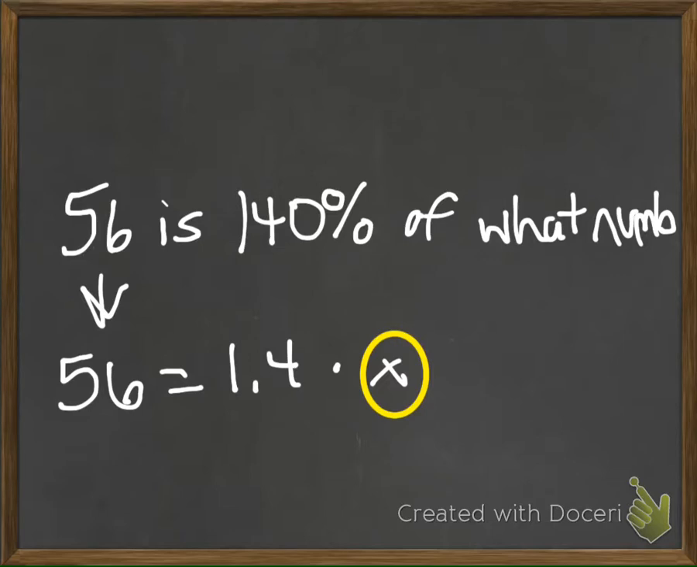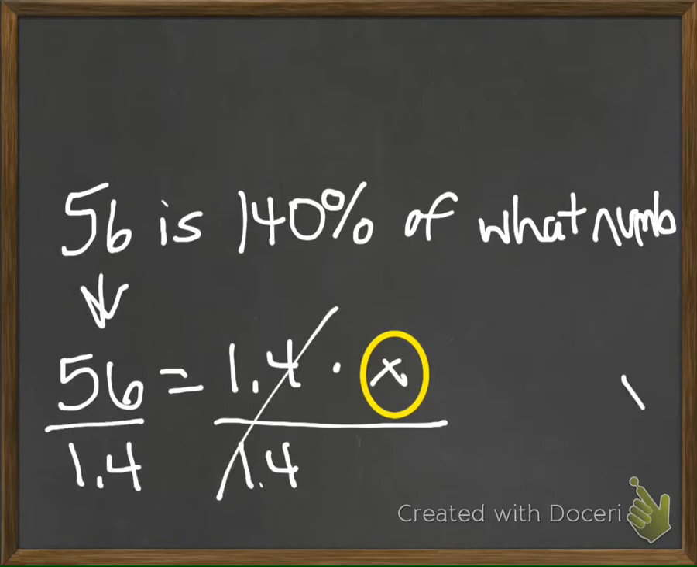Well, we use the inverse operation of multiplication. So the inverse operation of multiplication is division. Very good. So we divide 1.4 off of both sides. It cancels out on this side and leaves x by itself. Then we do 56 divided by 1.4 on the other side. Okay, so we get 40.